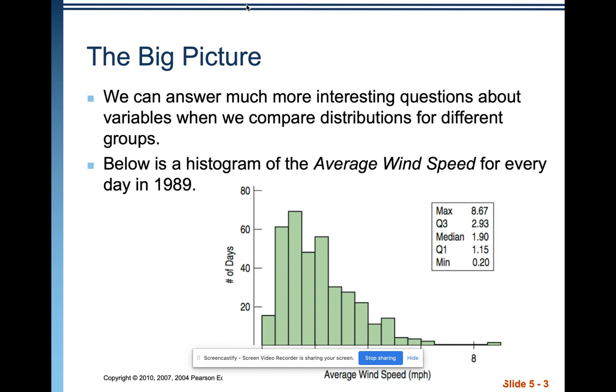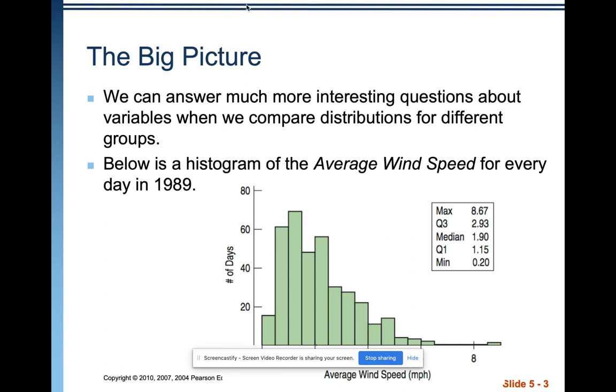Okay, yes, I'm old. So we've got a maximum of 8.67, a minimum of 0.20. So that gives us an idea of the range. The median is 1.90, so half were above 1.90, half were below. The first quartile is 1.15, so that makes a 25%, 75% split. And the third quartile is 2.93. So that gives us a 75%, 25% split.